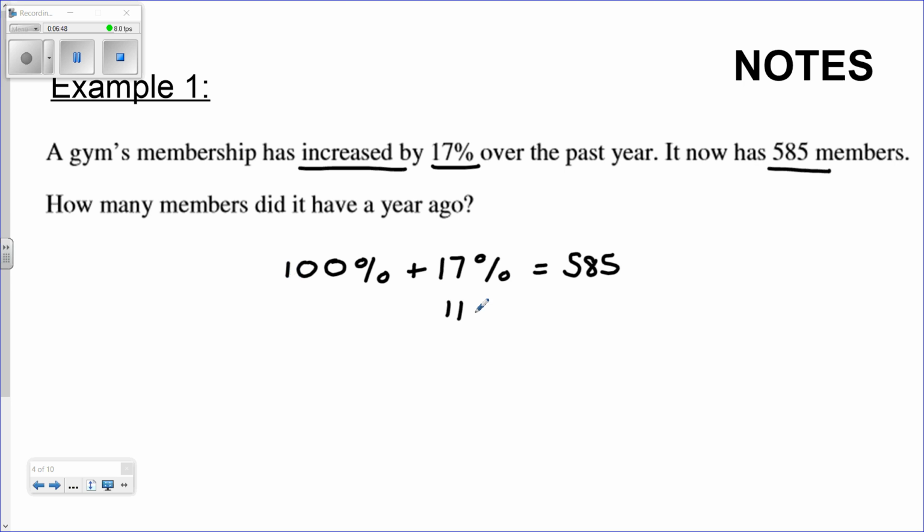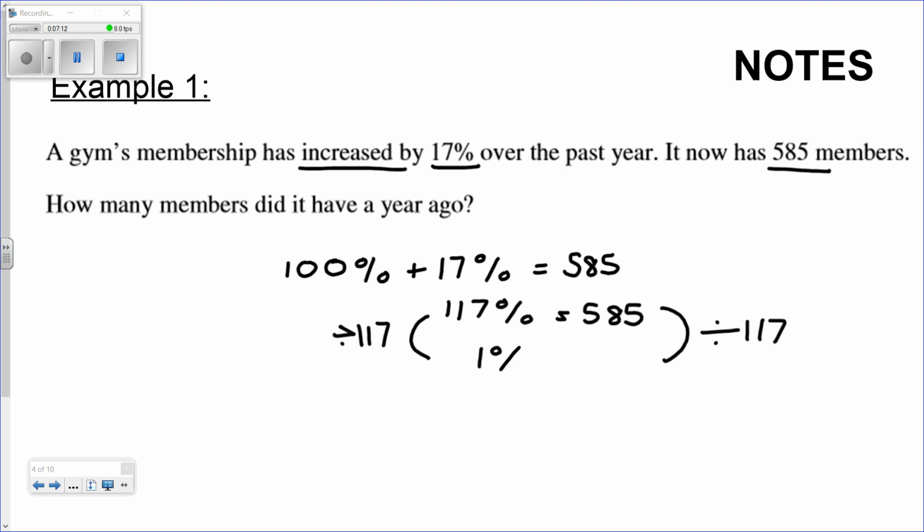So we tidy up the left-hand side first of all, so that gives us 117%. And now we're going to follow that little proportion process to help us to get 100%. So we're actually going to divide, remember, both sides by that percentage. We're going to divide by 117 on that side, and we're going to divide by 117 on this side as well. That is giving us, remember, what 1% is worth. So if I do 585 divided by 117, I actually get 5. So 1% is 5 members.